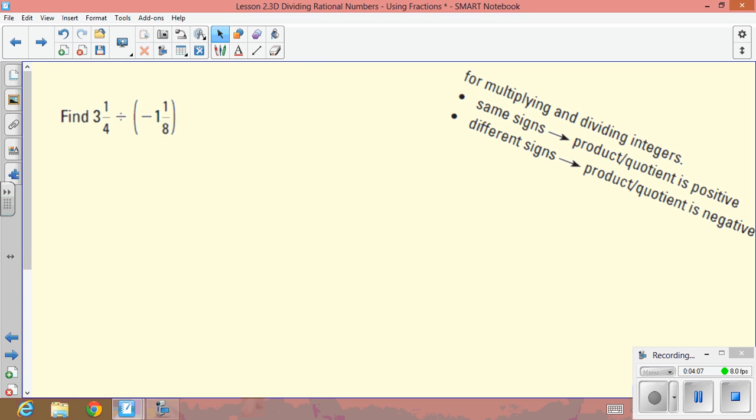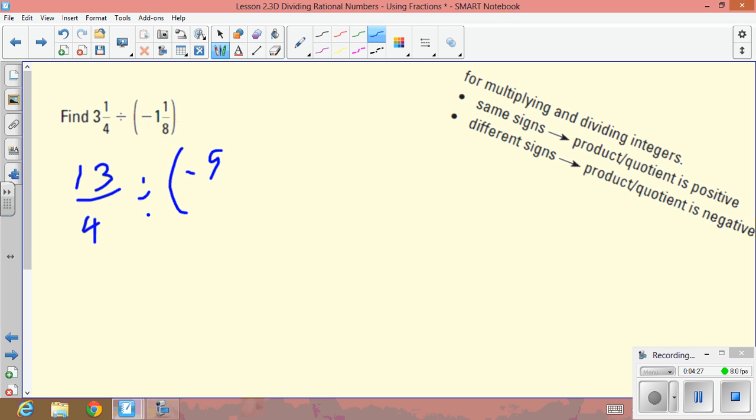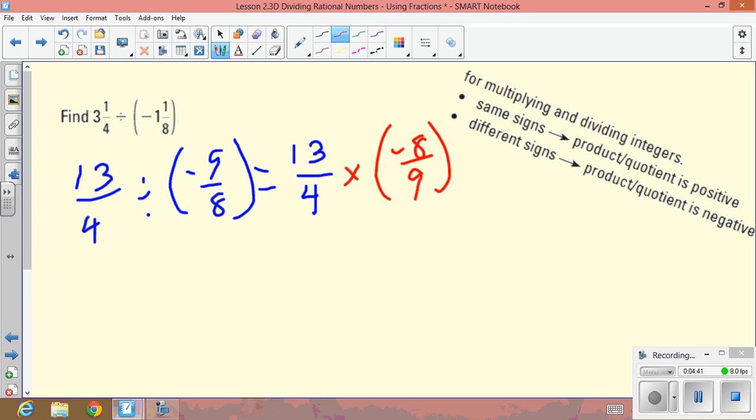So let's take a look at 3 1/4 divided by -1 and 1/8. What we need to do first is make these improper. So 4 times 3 is 12, plus 1 is 13, so we get 13/4. Divided by 8 times 1 is 8, plus 1 is 9, so we get -9/8. And now we can rewrite it as times the reciprocal. So we get 13/4 times -8/9.